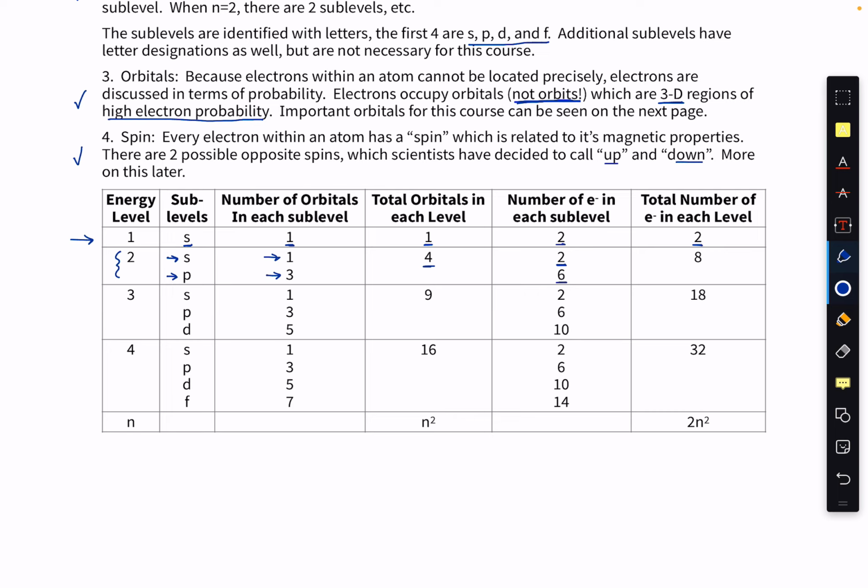orbitals times 2 electrons each gives me a total of 6. If I add those together, it means I have a total of 8 electrons that I can put in that second energy level.